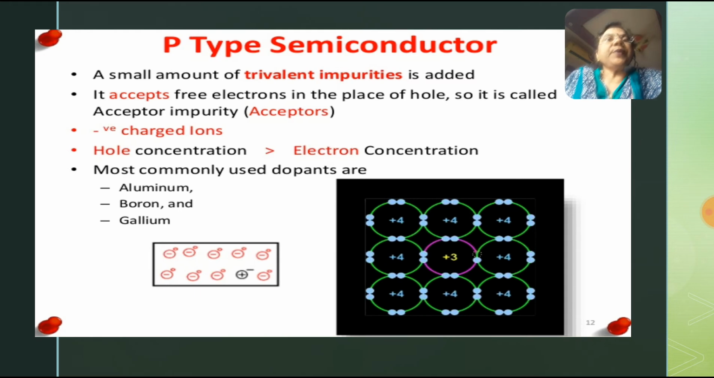Now here we will see P-type semiconductor. If a small amount of trivalent impurity is added, it accepts free electrons in the place of a hole, so it is called an acceptor impurity or acceptors. So there are negatively charged ions. Now hole concentration is greater than electron concentration. Now most commonly used dopants are aluminium, boron and gallium. They are trivalent impurities.